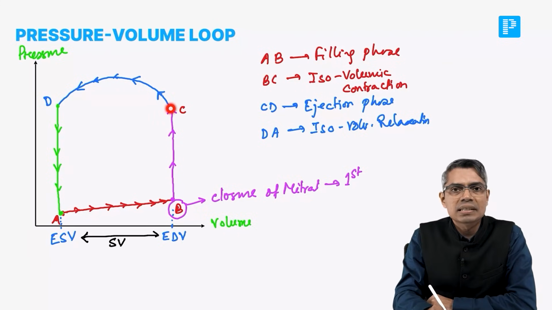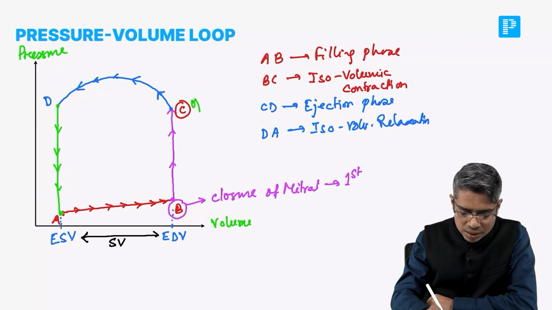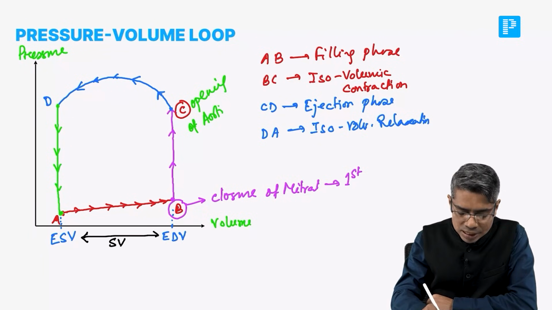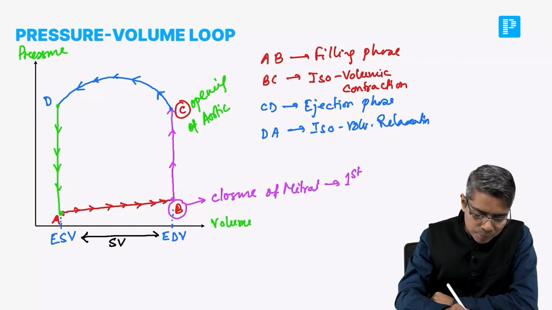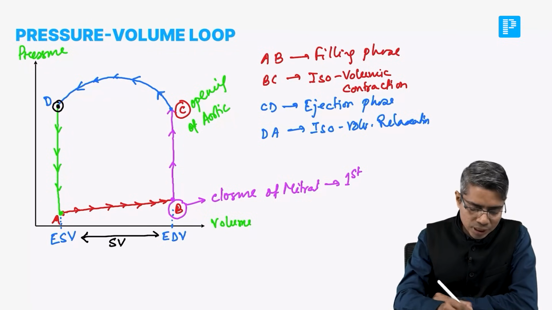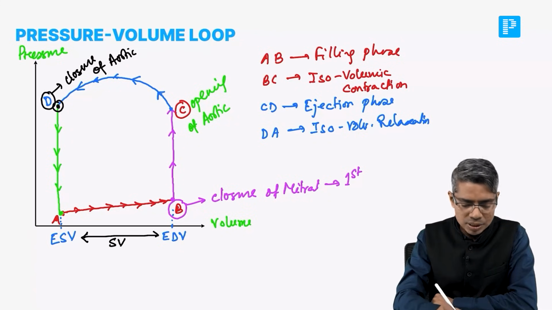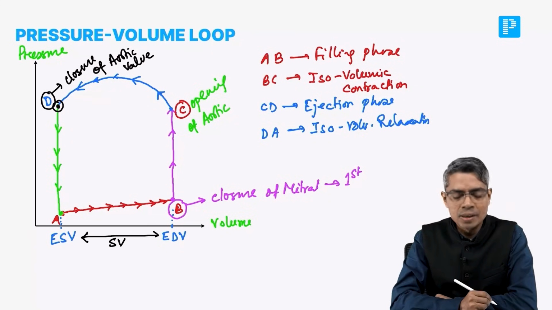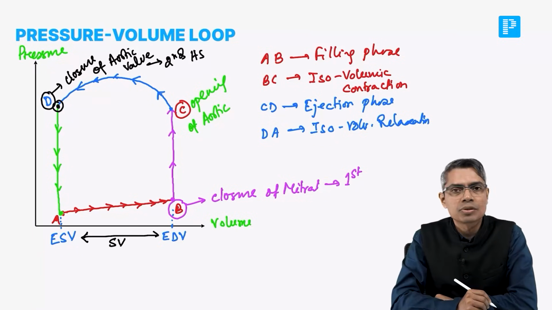At point C, the ejection phase is starting. For the ejection to start, which valve has to open? So this is the point where the semilunar valves open, or you can say the aortic valve opens. For the right ventricle, the pulmonary valve is going to open. Now at point D, this is the beginning of the isovolumic relaxation and the ending of the ejection phase. So at the end of the ejection phase, which valves have to close? There will be closure of the opened aortic valve. Aortic valve closure means the pulmonary valve is also going to close. So this is the point where the second heart sound is going to happen.